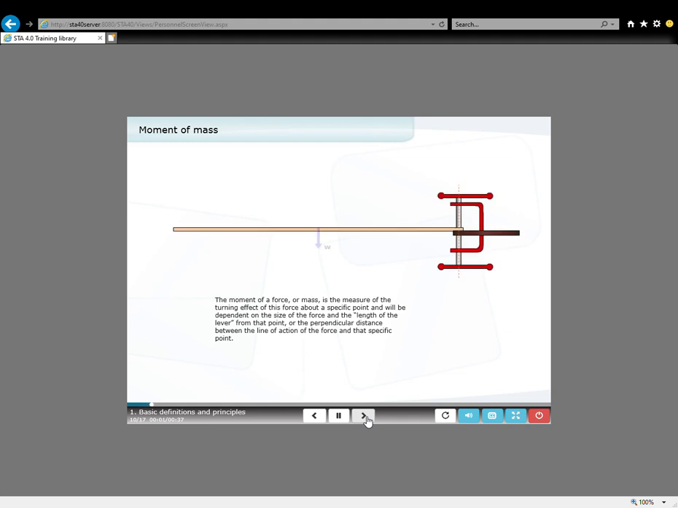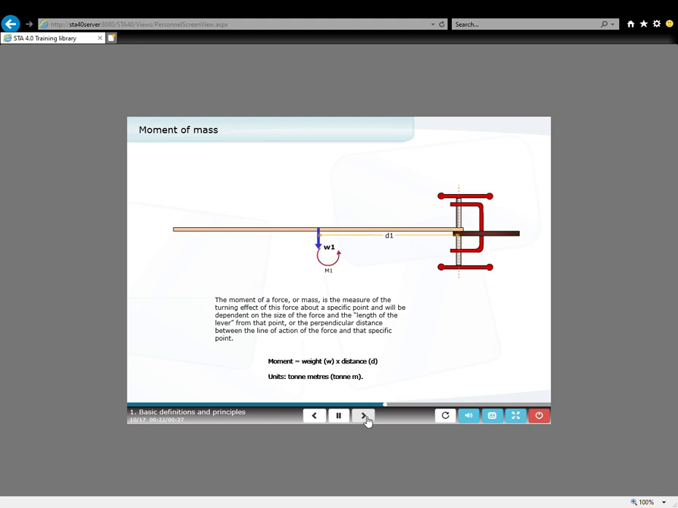The moment of a force or mass is the measure of the turning effect of this force about a specific point and will be dependent on the size of the force and the length of the lever from that point. The moment equals the weight times the distance from a specific point. In stability problems, this would normally be expressed in tons-meters.